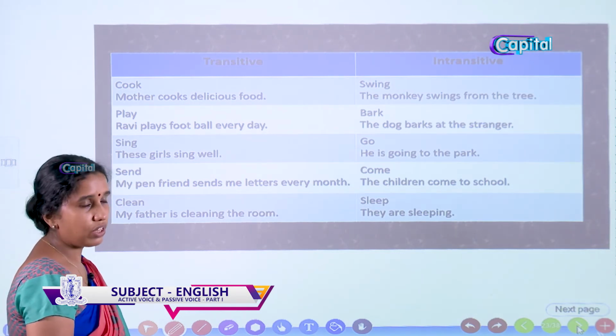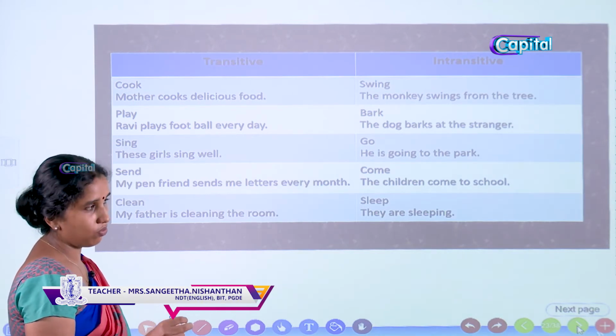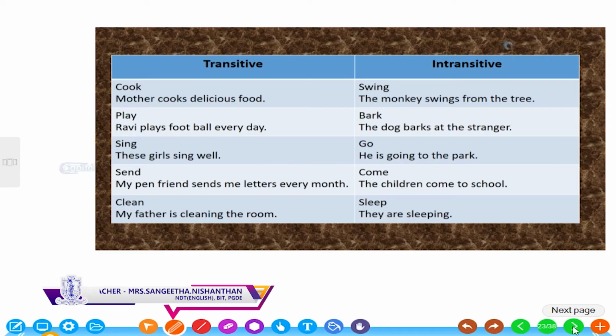In passive voice, we need an object. So, if the verb does not carry an object, we can't change it into passive voice. Look at some examples of transitive and intransitive verbs. Cook. Mother cooks delicious food. Who? Mother. Cooks. What does she cook? The answer is delicious food. So, this answer is the object.